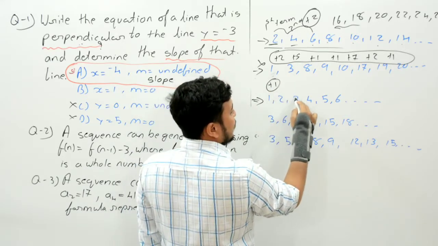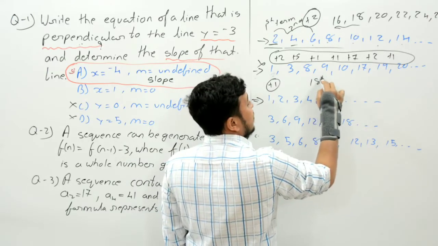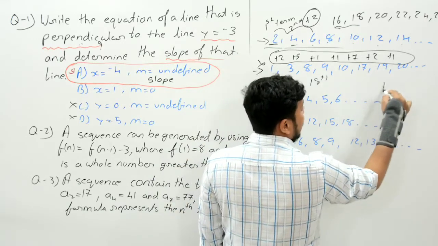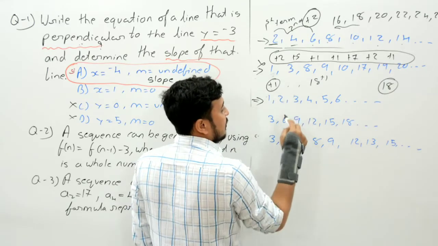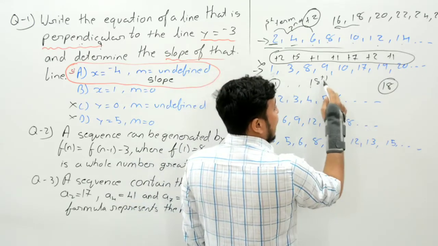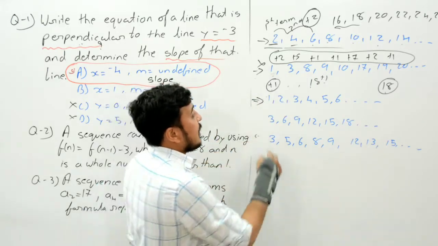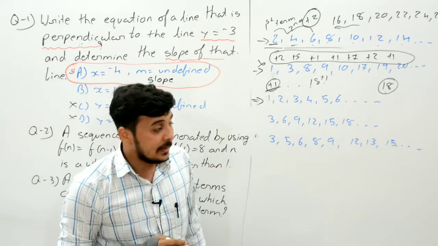1 plus 1, 2 plus 1, 3 plus 1, 4 plus 1, 5. If you want to find the 18th term, we can guess: 6 plus 1, 7, plus 1, 8, plus 1, 9, plus 1, 10. The 18th term will be 18. Why? Because the first term is 1, second term is 2, third term is 3, fourth term is 4. Then the 18th term will be 18. Why can we find this? Because there is a common difference of plus 1.